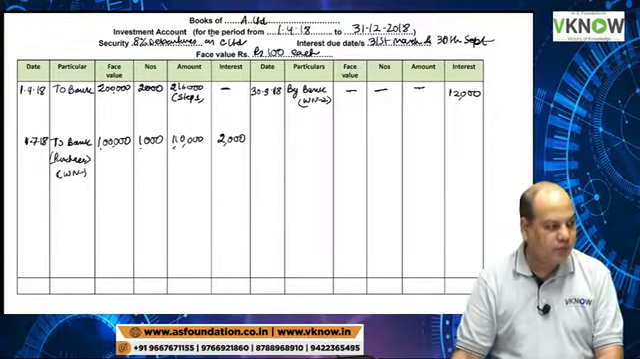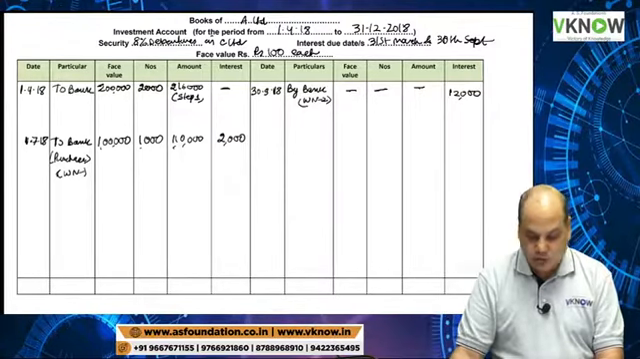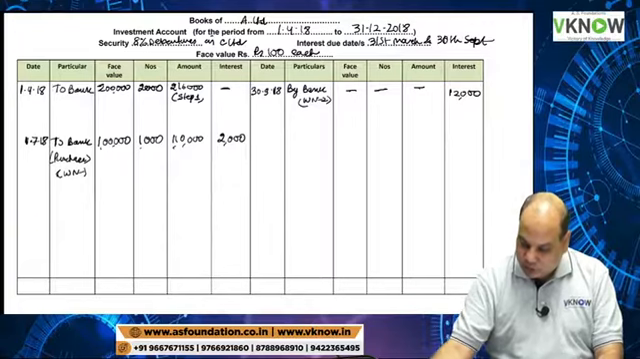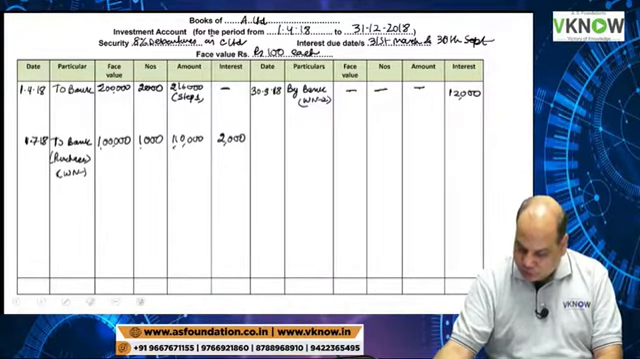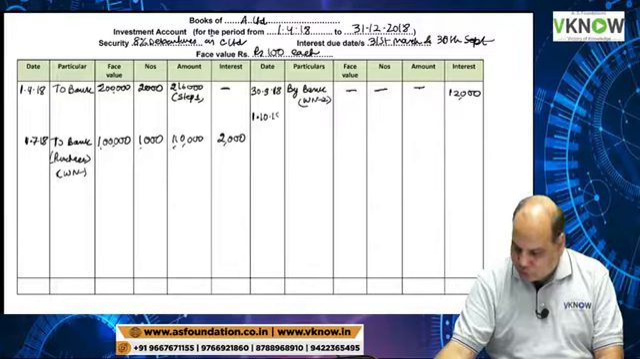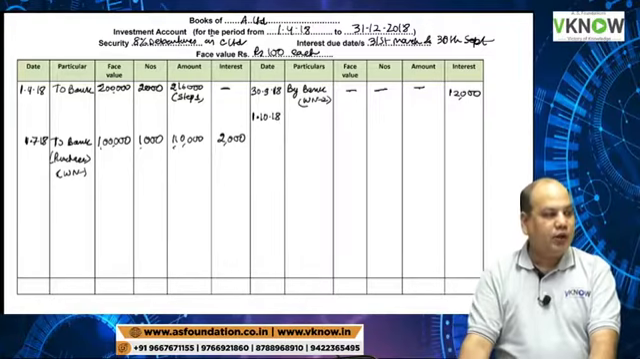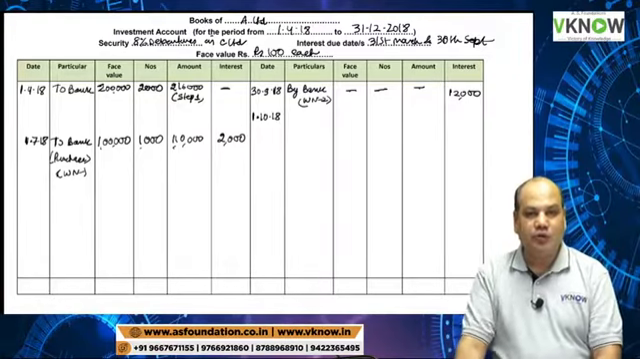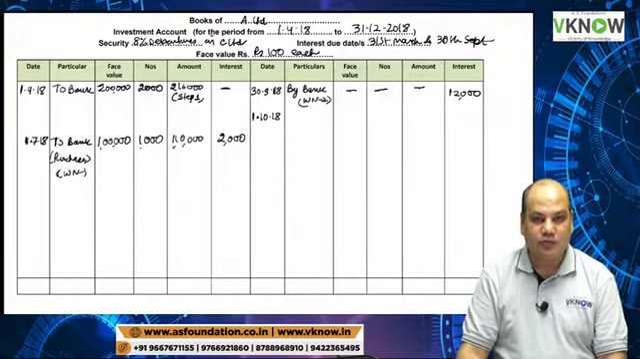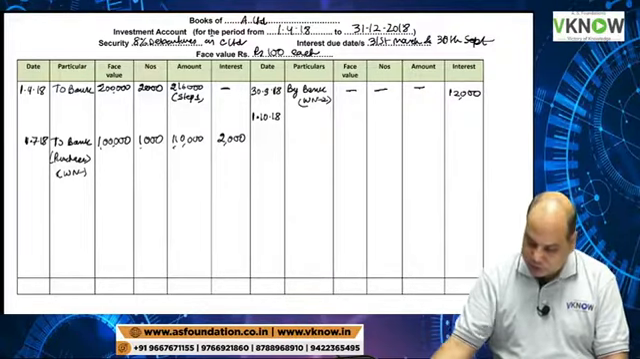12,000 rupees is right. And then what happened on 1st October 18? There was a sale. There was a sale transaction.